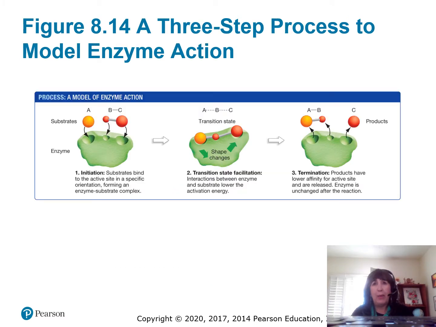I love this three-step process. It indicates initiation, transition, and termination. But what's neat about this diagram, it shows the lock and key type model of enzyme with substrate. And then you see that it goes through this conformational change or induced fit in step 2, the transition state. And that's why we see dotted lines between A, B, and C. And once we have our products, notice that the catalyst, the enzyme, releases the products.